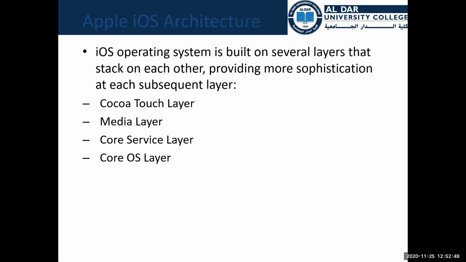What about the iOS architecture? It is a layered architecture like Android, exactly the same thing. It contains layers. The first layer is the touch layer, called the Cocoa Touch layer. This Cocoa Touch layer is the upper layer that faces the user. The second layer is the media layer, which is between the core service layer and the Cocoa Touch layer. And the core service layer provides the services working in the background like GPS and music players.